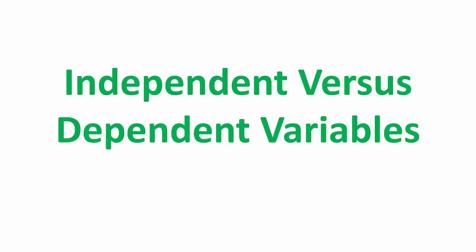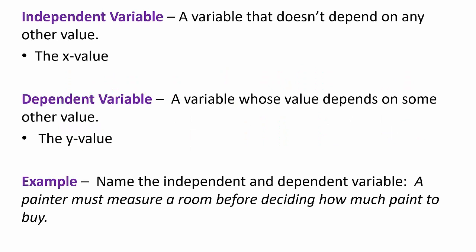Independent versus dependent variables. An independent variable, and this would be good probably to jot down in notes, is a variable that does not depend on any other variable. We qualify this as the x variable. The most common independent variable that you'll see is time. And we'll talk about that a little bit more when we see the subsequent graphs.